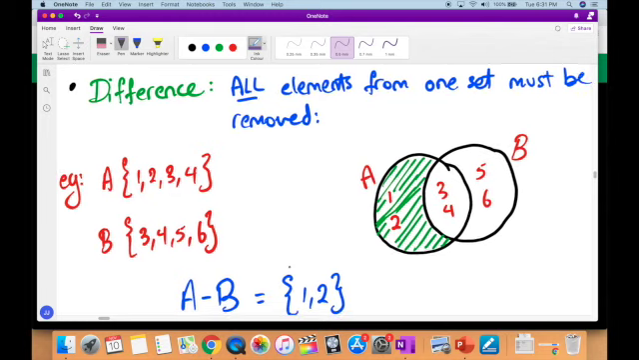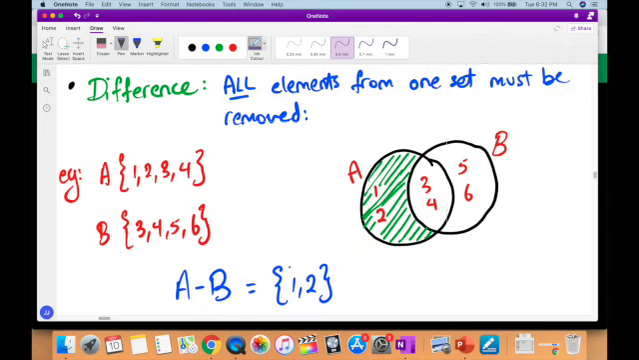The difference of two sets. Now this is something that a lot of students often make mistakes and mix up, right? All elements from one set must be removed. Notice that the word all is in capital, it is underlined, and I drew two boxes around it. So that must be a really important word, right? All elements from one set must be removed.